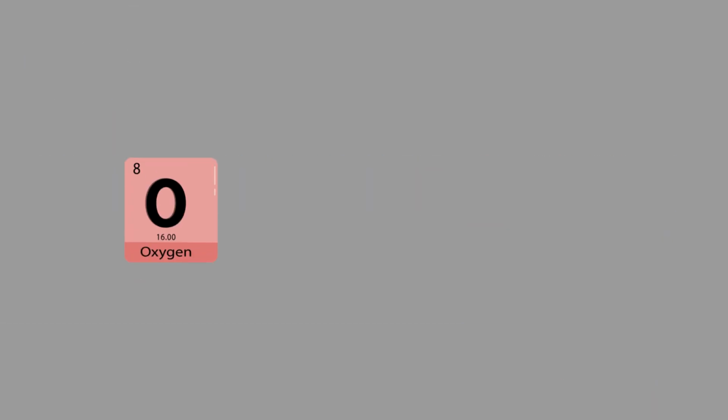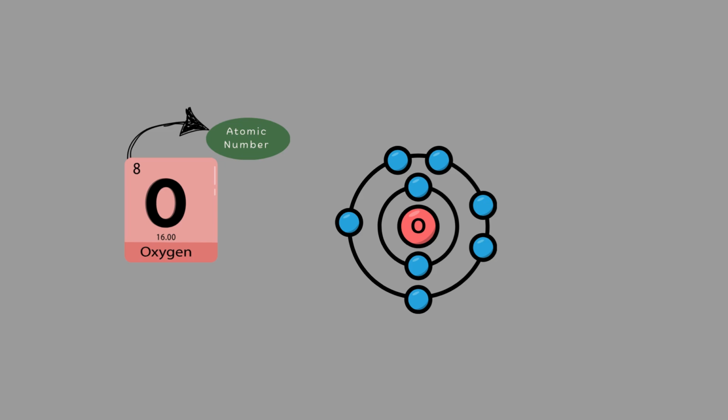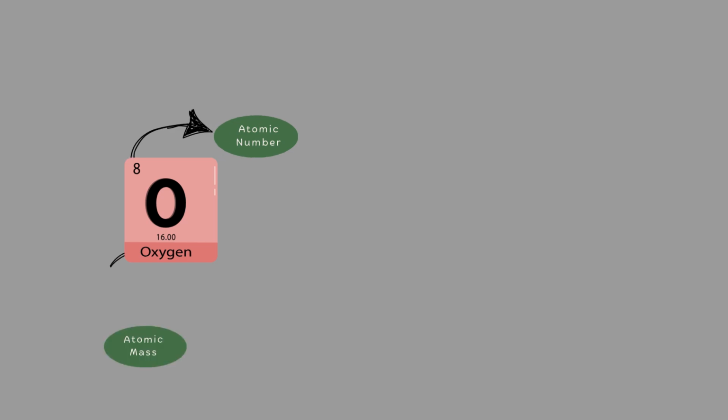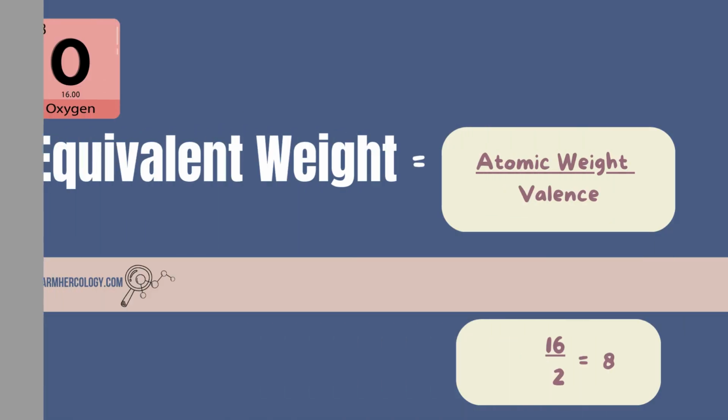Let's try oxygen. Its atomic number is 8, so it has 8 electrons. The first ring will have 2 electrons. The second outermost ring will have 6 electrons. Oxygen will have to gain 2 electrons to stabilize its outer shell for a maximum of 8. Its valency is therefore 2. Its atomic weight is 16. Therefore, the equivalent weight is 16 divided by 2, which is 8.